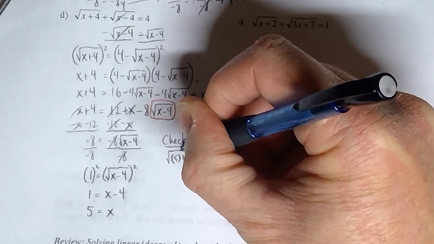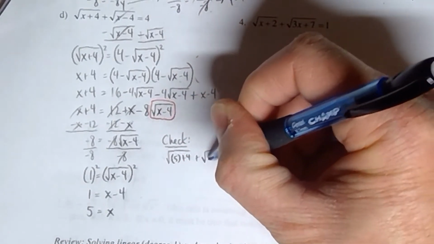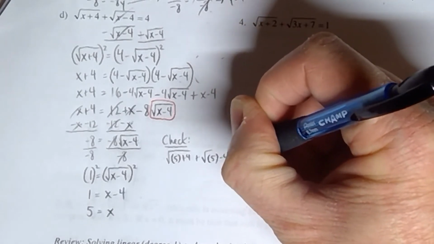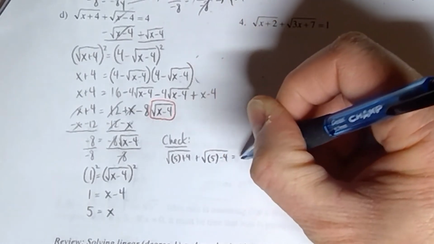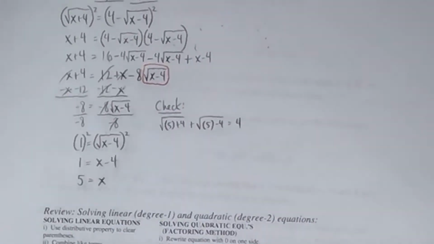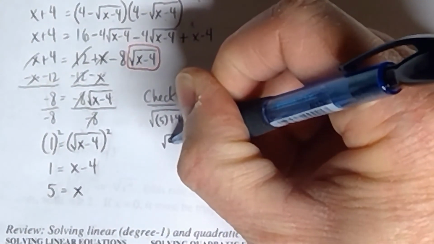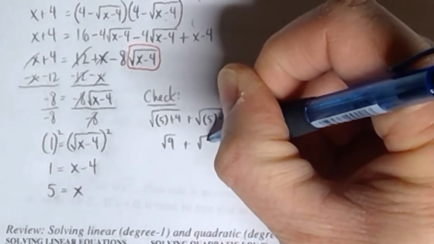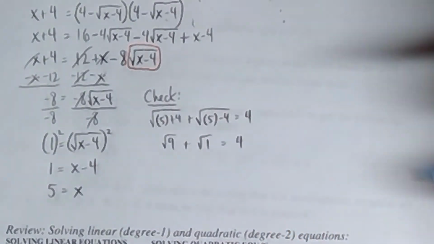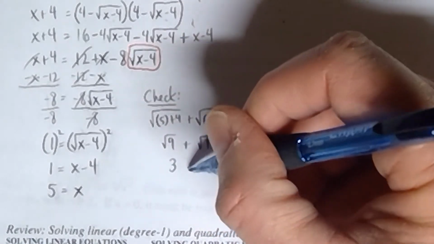Plug it back into the original equation. Let's see what we get. Square root of 5 plus 4 plus square root of 5 minus 4 is equal to 4. True or false, you guys? Remember, you got to figure out the inside of a radical before you figure out the radical itself. So we have square root of 9 plus square root of 1. And then figure out the radical after you figure out the inside.